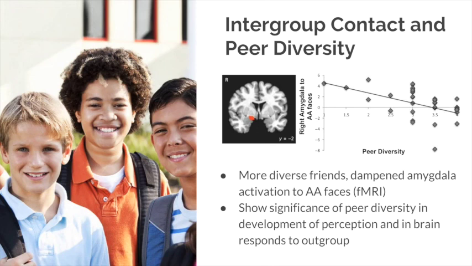This graph indicates that children with more diverse friends show less amygdala activation to African American faces, meaning children exposed to diverse communities and have more cross-race classmates were less likely to exhibit neural biases to African American faces. These findings again highlight the significance of peer diversity in environment.